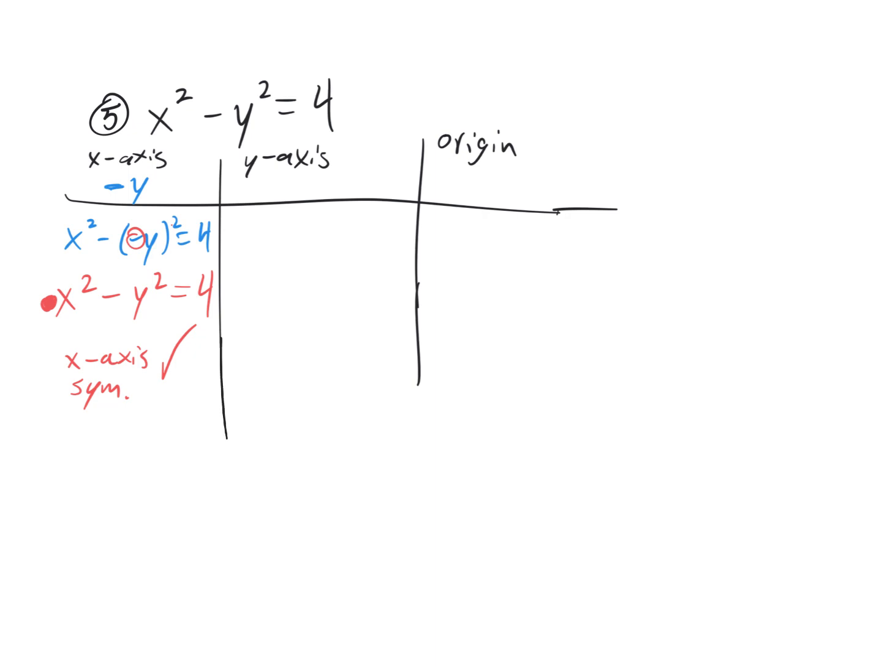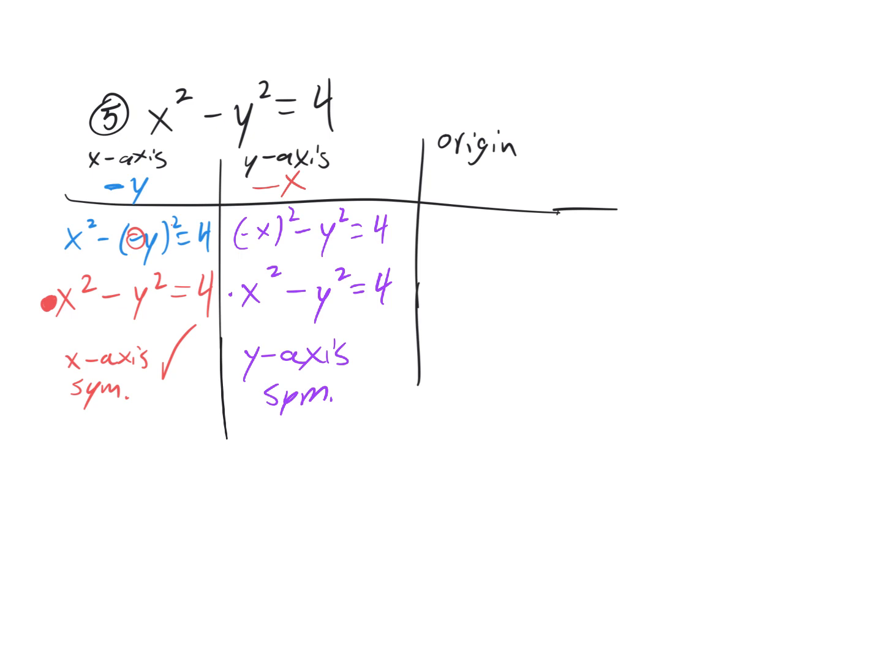So now that we've got that, let's say y-axis, let's plug in negative x. Okay, so if we plug in negative x, our setup looks like this. Negative x squared minus y squared equals to 4. And again, we see a square with that negative, which is going to get rid of it. Equals to 4. And again, you're like, hey, look, that's a perfect match to the original function. Okay, put a little dot there. And we've got y-axis symmetry.